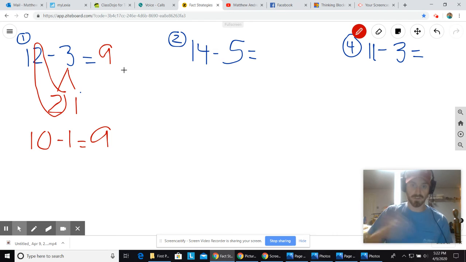Going back the other way from subtraction to addition, if 12 minus 3 is 9, then 9 plus 3 must equal 12, which it does. So, we know that we're correct.